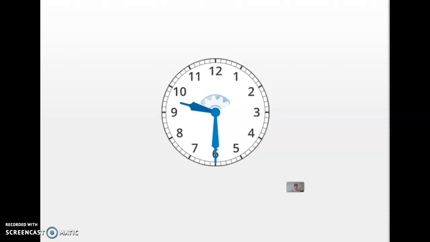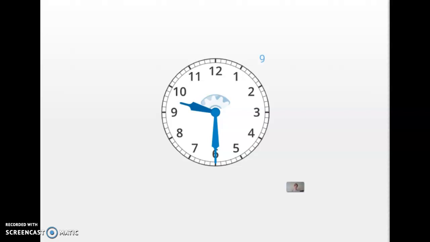So I'm starting with my short hour hand. Here it is between two numbers, but I know that it has moved half past the 9. It has not gotten to 10 just yet. My minute hand is pointing straight down at the 6, so it has moved halfway around the clock. So what time do you think my clock is showing here? Which hour? 9 or 10?